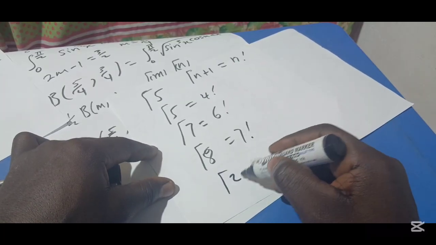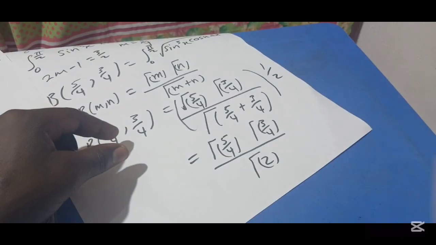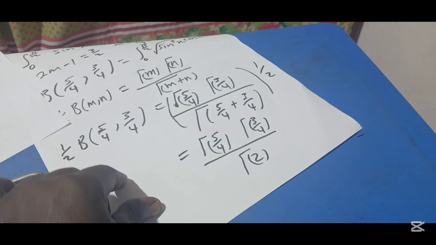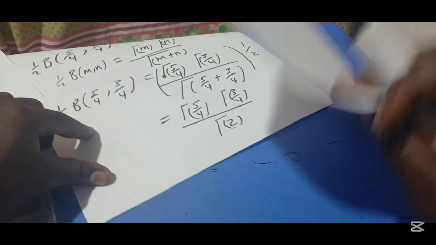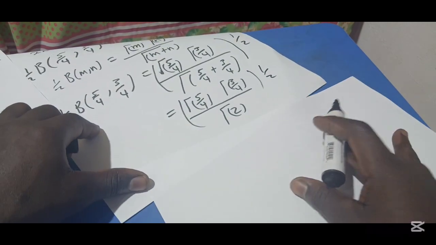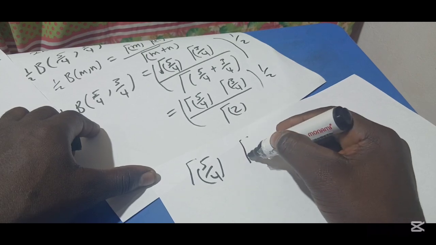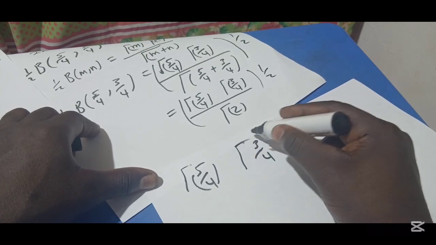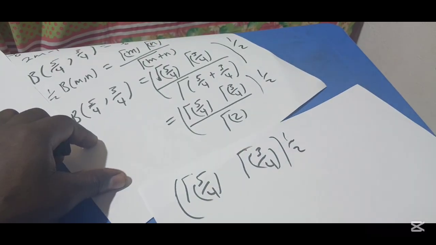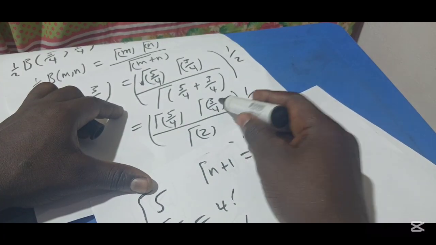So now what is gamma of 2? Just subtract 1 from 2, giving us 1 factorial, which is same as 1. So our denominator here becomes 1, right? Okay. So we are left with our half is still there. So we are left with gamma 5 on 4, gamma 3 on 4. Denominator of 1, no problem. So that's it. So now we are left to evaluate gamma 5 on 4, gamma 3 on 4.